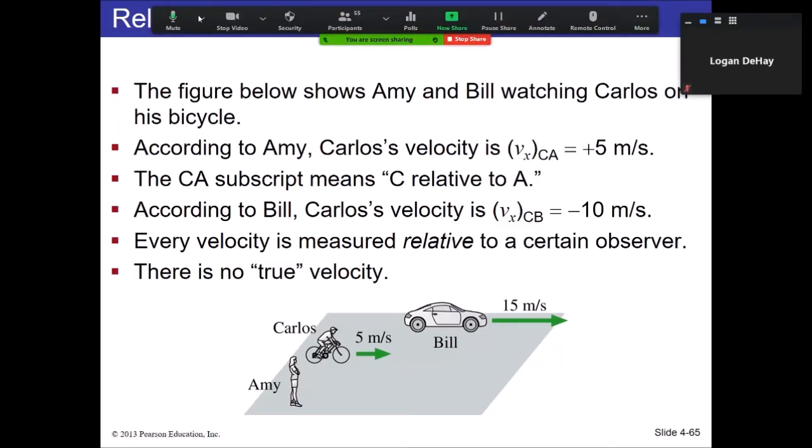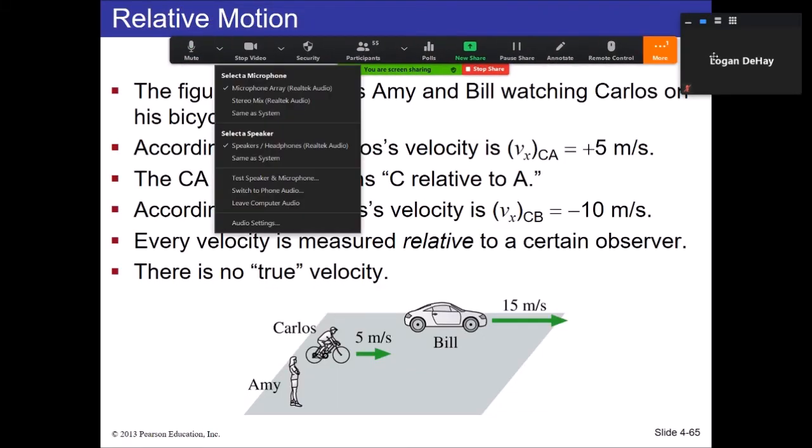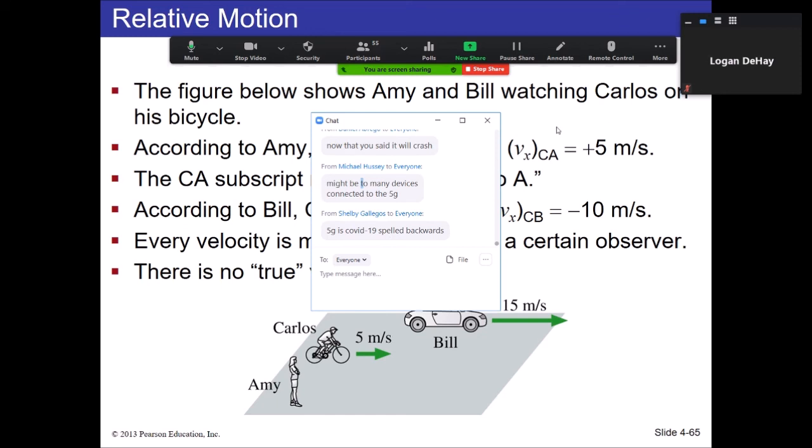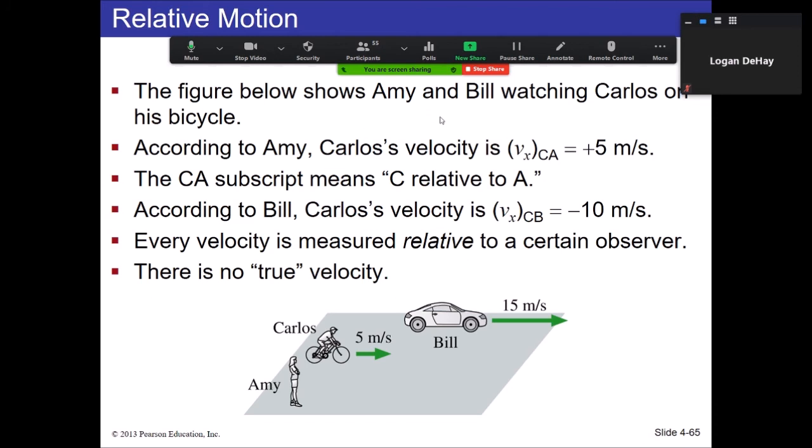All right, so relative motion. This is relative motion, it's a one-dimensional motion type problem. So it appears in the 2D chapter because you can do 2D problems with it.